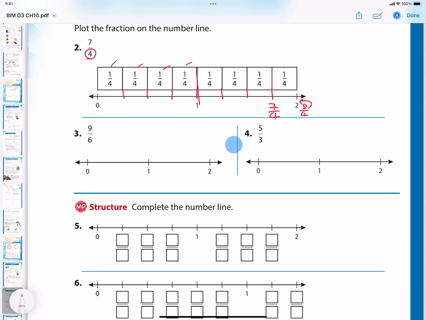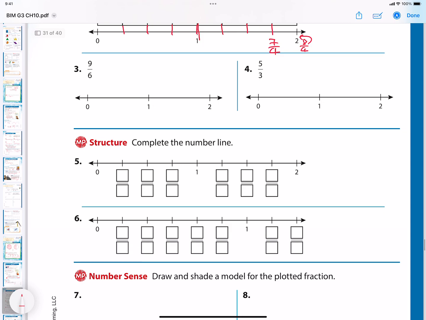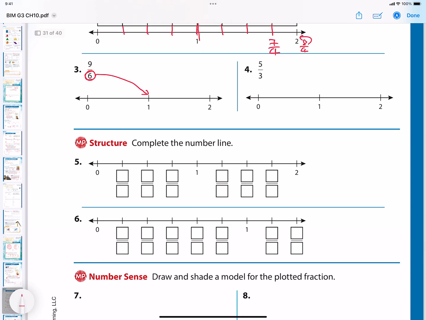Number 3, this time you need to split this number line into 6 equal pieces in one whole. So now I need how many tick marks? 5. You learned last time. Whenever you need to split it into 6, you need to what? Have 1 less tick mark than the denominator. Okay. So now here I'm gonna put these 5 tick marks here. 1, 2, 3, 4, 5. Now here 1, 2, 3, 4, 5, 6. You see that? 6/6 is one whole.